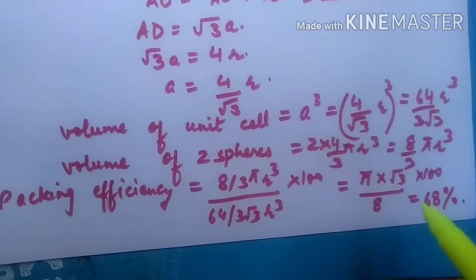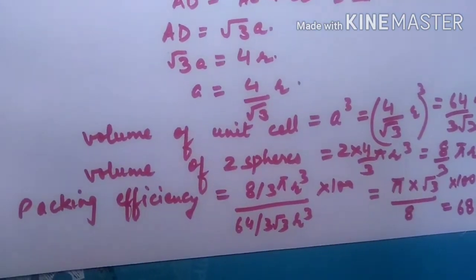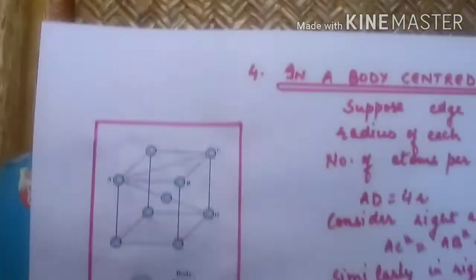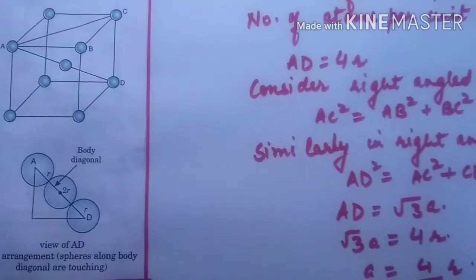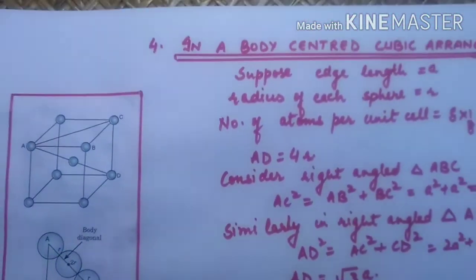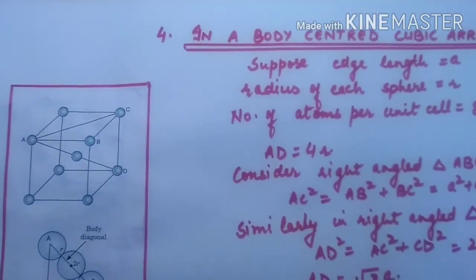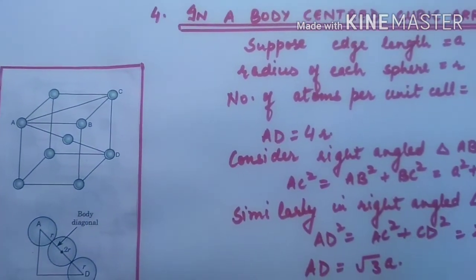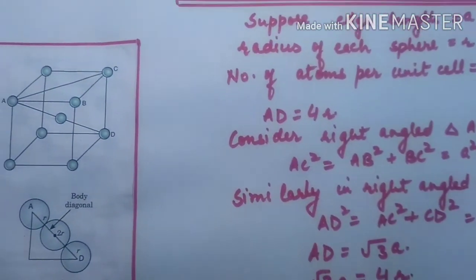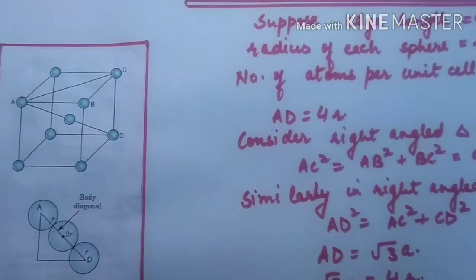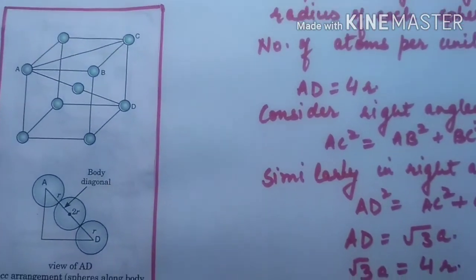which comes out to be 68%. To sum up, in the simple cubic unit cell, we had the packing efficiency equal to 52.4%. In cubic close packing, it was 74%. In hexagonal close packing, it was 74% again, whereas in the body-centered cubic unit cell arrangement, it is 68%.